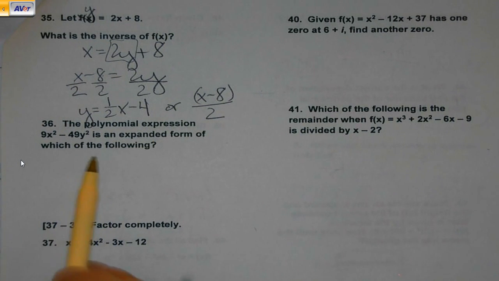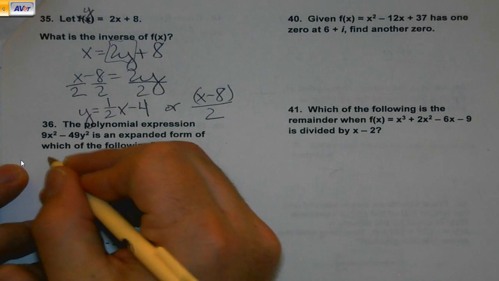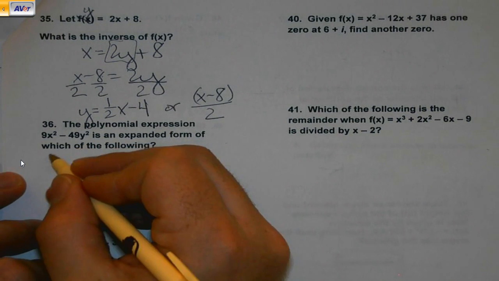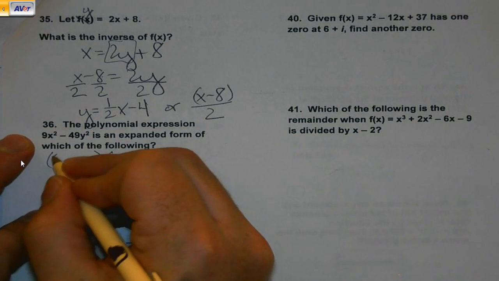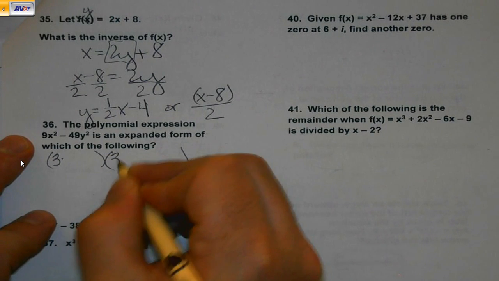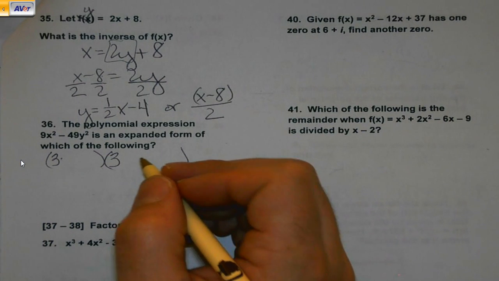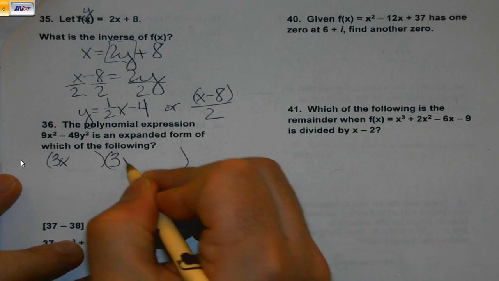Polynomial is an expanded form of which of the following? So again, it just means basically there's going to be all these factored forms down below. And so you'll look and you'll say, well, what do I square to get 3? I mean, what do I square to get 9? Wow. What do I square to get x squared?